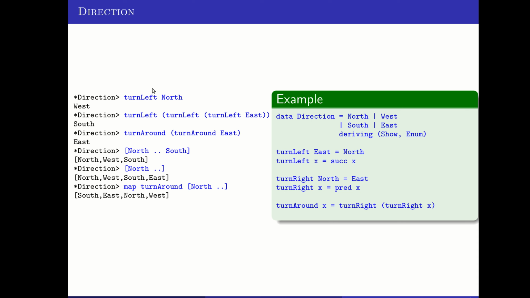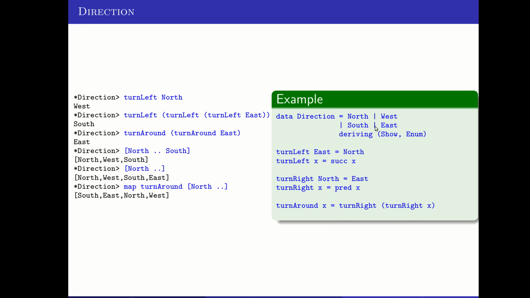So turnLeft on North will give me West. If I turnLeft, turnLeft, turnLeft on East, well, we know that the first turnLeft will give me North, then West, then South. And so South will be my result. You see I've defined turnAround as turning right twice, and that turning right needs a special case to go from North back to East. So these are just a few relatively simple functions that I can use for these directions.